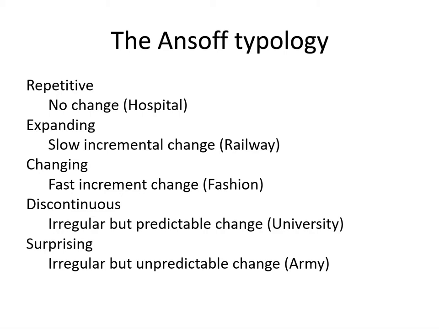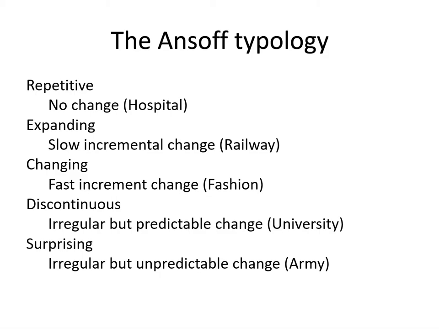You could have an expanding environment where there's slow but incremental change, quite predictable, well planned out change. So an example here would be something like the railway system. It's very rare for the railway system to change really quickly, suddenly. Rather, the changes tend to be planned out many years in advance. So although it is changing, those changes are very predictable.